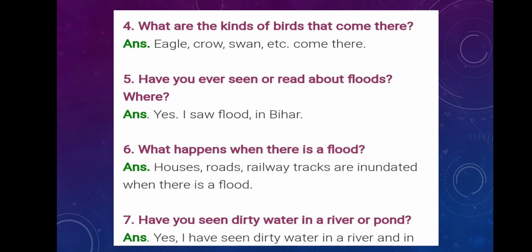Have you seen dirty water in a river or pond? Obviously we are seeing it. Yes, I have seen dirty water in rivers and ponds. We can see it because we are always throwing waste, sewage, and garbage in the nearby pond, so it is obviously becoming dirty day by day.